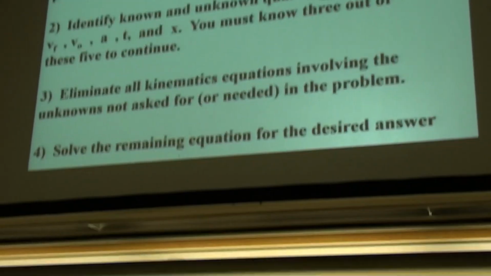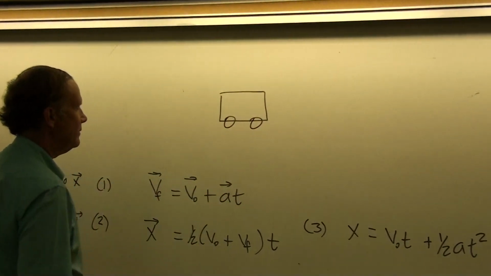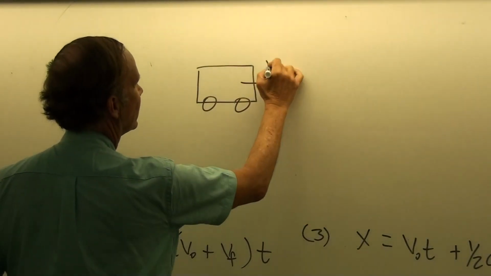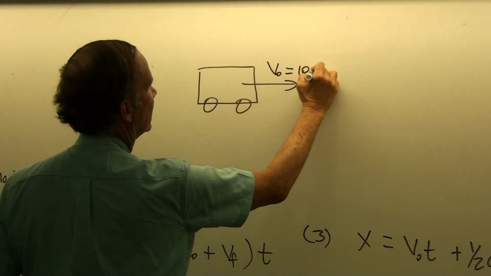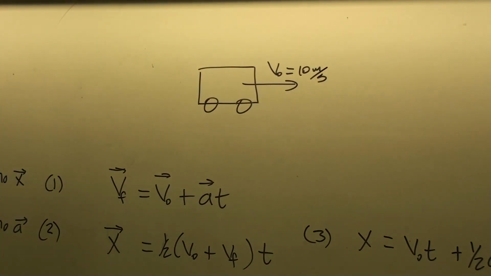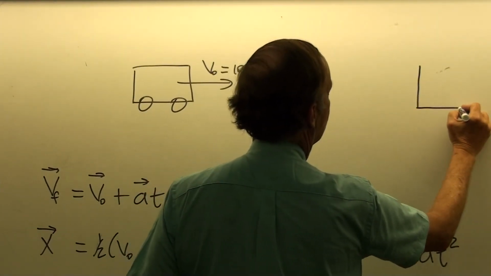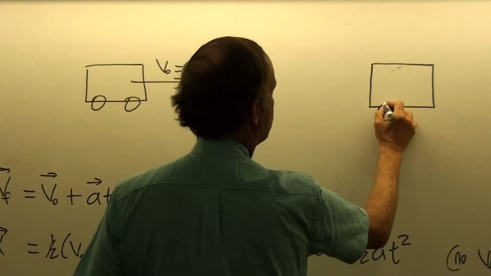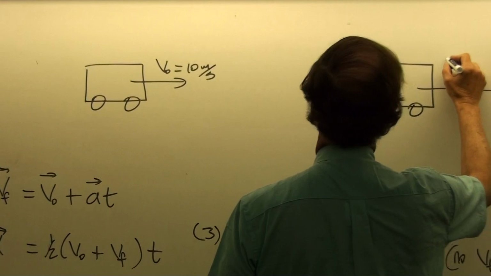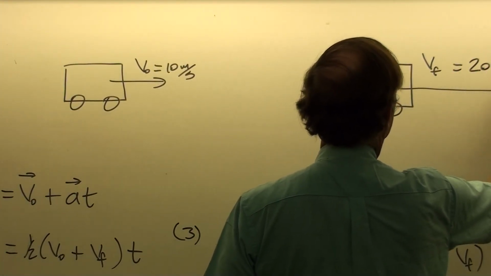In this example, let's say that we have a fan cart, and that fan cart is moving with an initial velocity of 10 meters per second at time equals 0. And then, as time goes on, we eventually reach a point where the final velocity is equal to 20 meters per second.